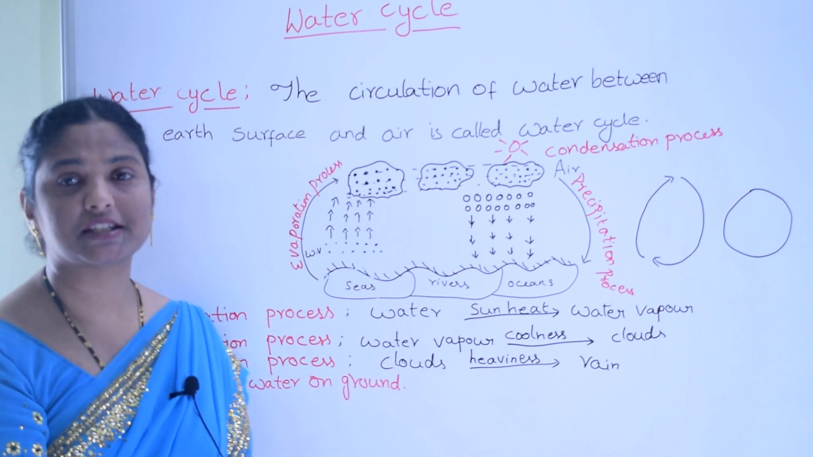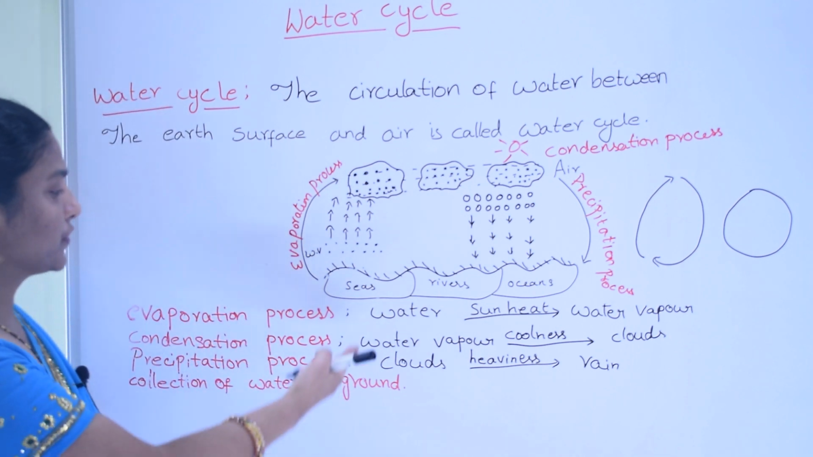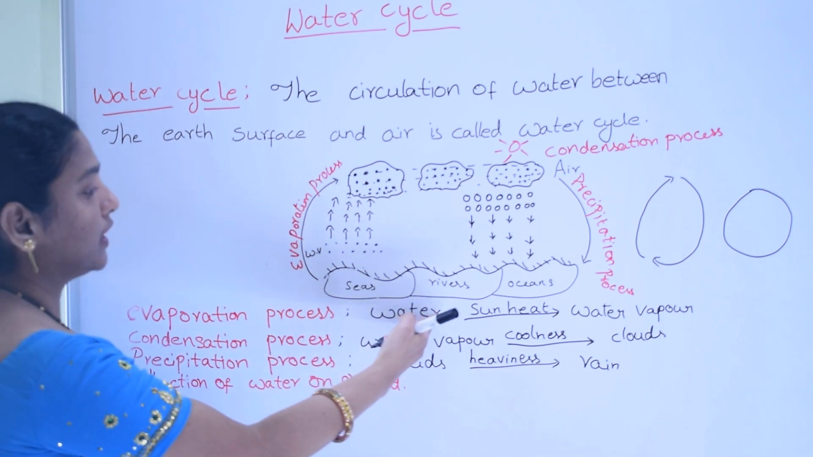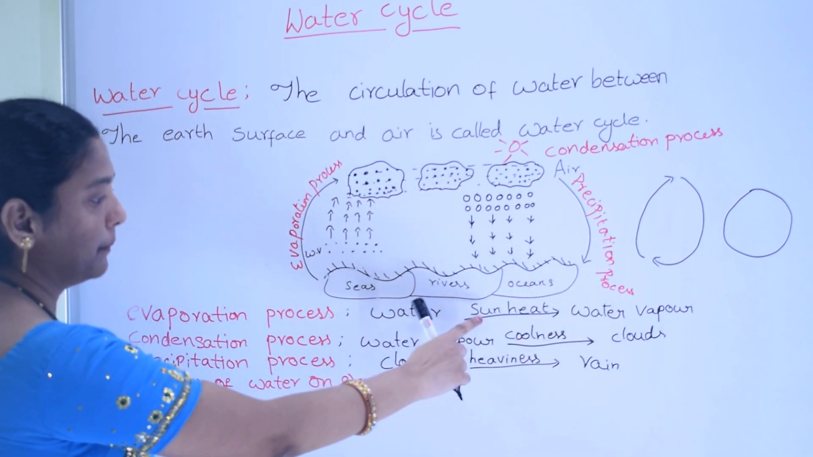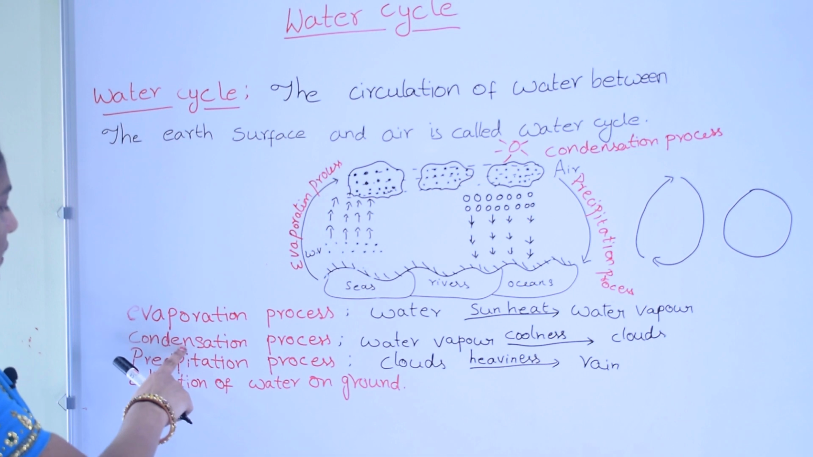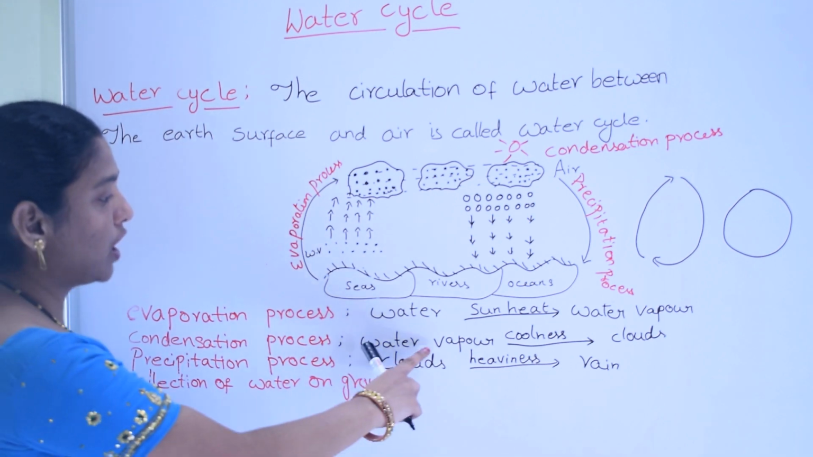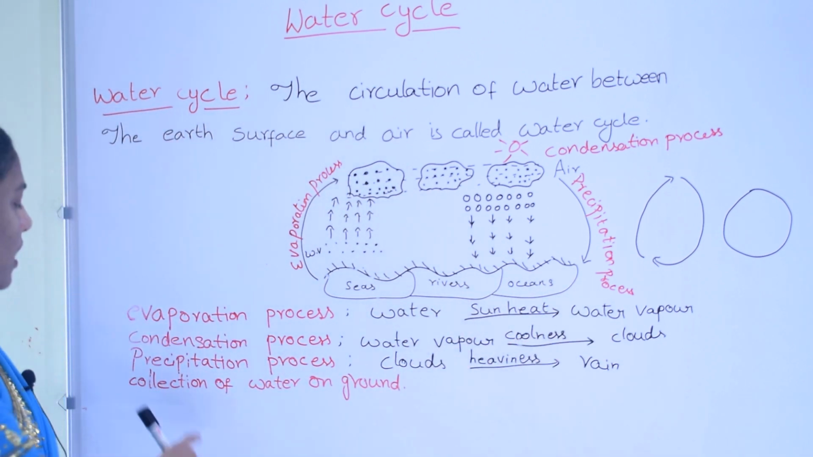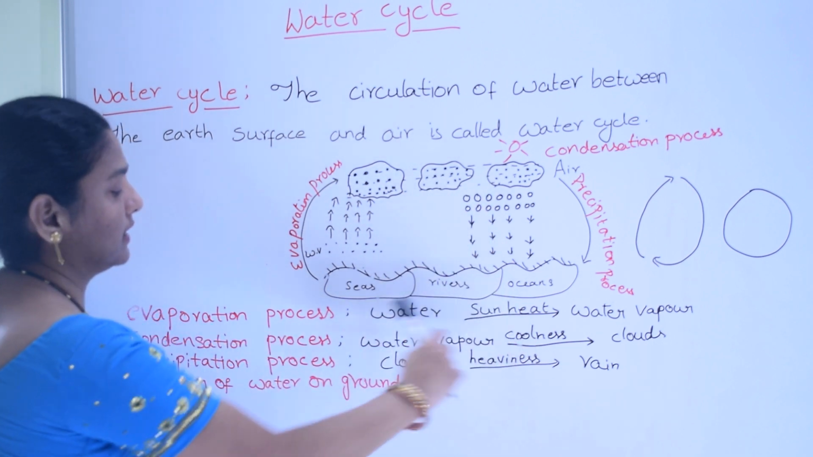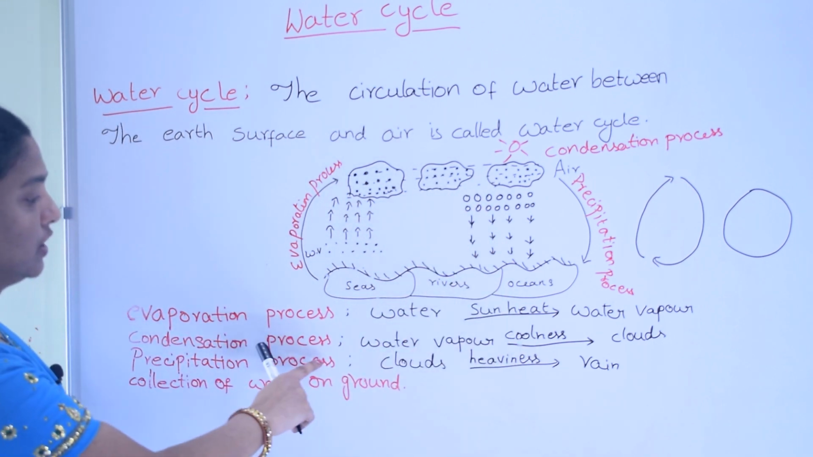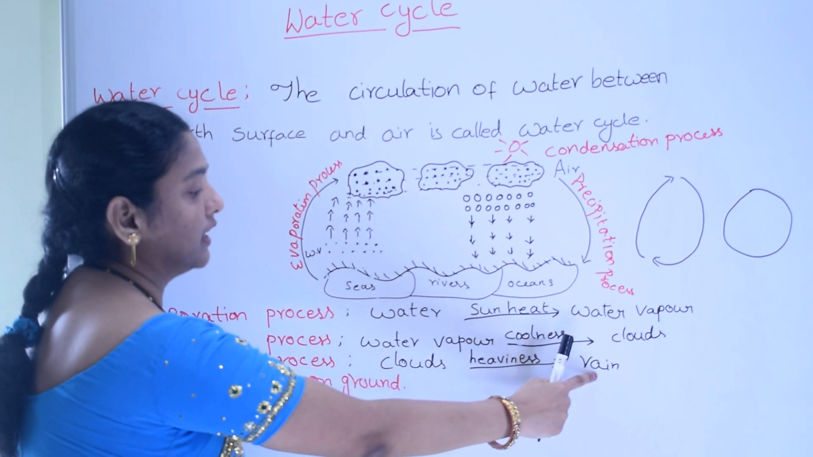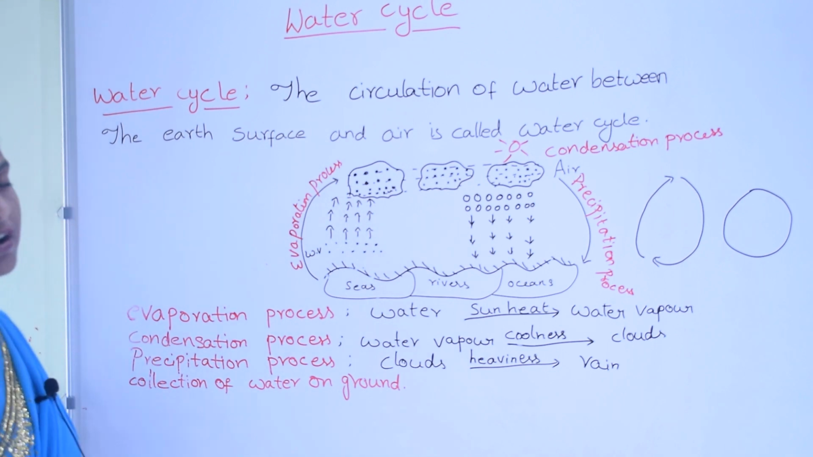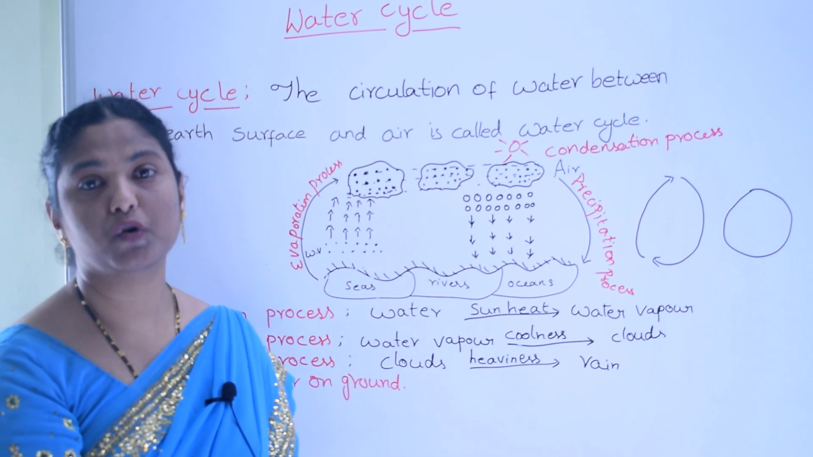And which type of processes takes place in the water cycle? 4 processes take place in the water cycle. Evaporation process, in which water converts into water vapor because of sun heat. Second one, condensation process. Water vapor converts into clouds because of coolness of our air. So next process, precipitation process. In this, clouds convert into rain because of the heaviness of clouds. And finally, we collect our water on ground. This is about water cycle.